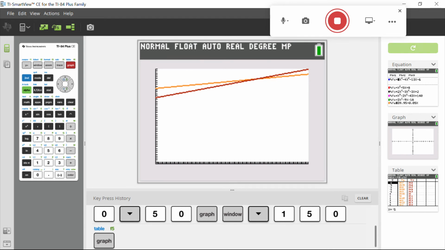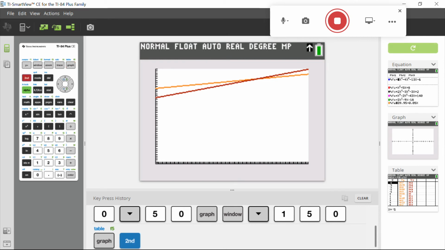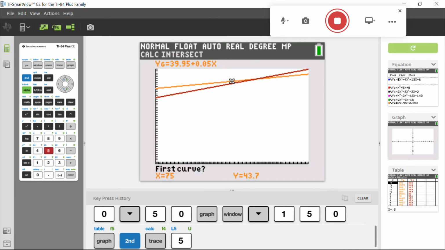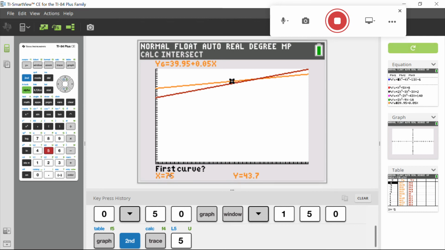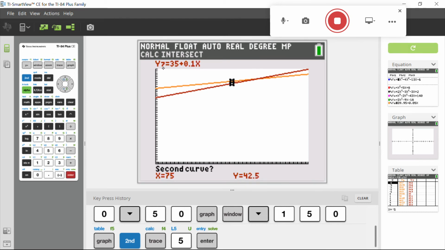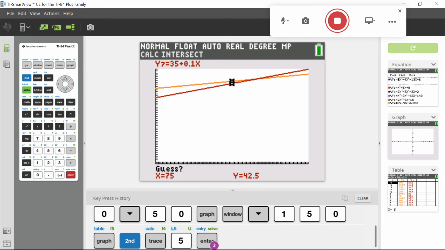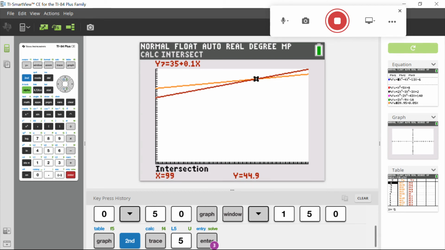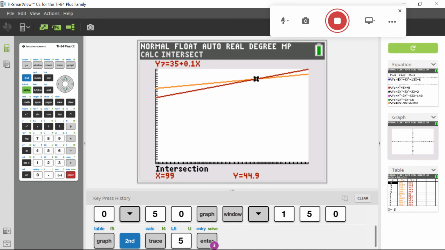To find exactly where they intersect, I can calculate that. So hit second, trace. Notice above there says calculate. I want to find the intersect, option 5. So I tap 5 for intersect. Now it's going to ask a few questions. What's the first curve? Notice that I'm on the yellow or orange line, so I'll hit enter. What's the second curve? I'm on Y7, the red line now, so I'll hit enter again. And now it says, what's your guess? The guess is not very important, especially because these only intersect once, so the guess can be wherever. Now this tells me the intersection is at x equals 99 and y equals 44.9.